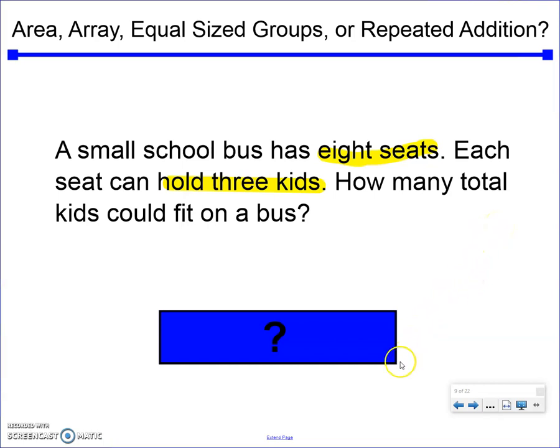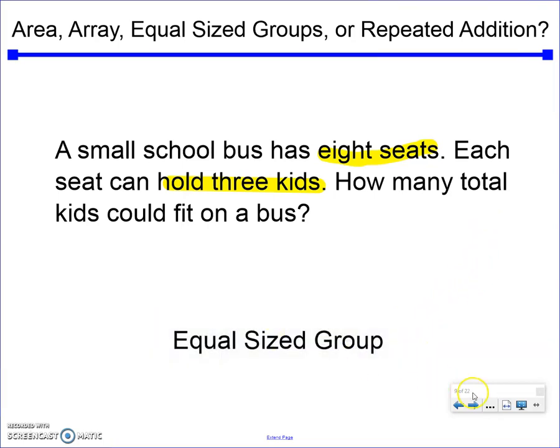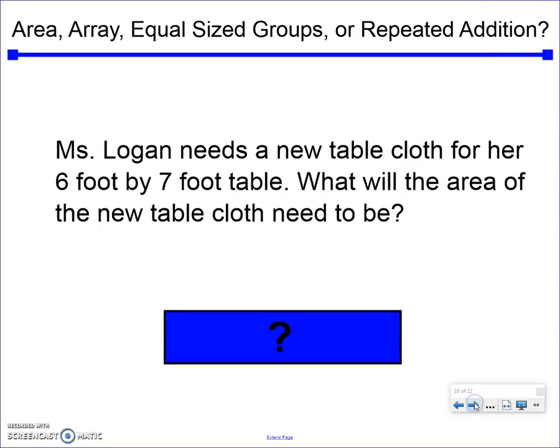You're right. This is clearly an equal-sized group problem. Now, from here on out, we're not going to look at the keywords together. Instead, you'll just think about the keywords in your mind and choose the problem type. Here's our next problem. Mrs. Logan needs a new tablecloth for her 6-foot by 7-foot table. What will the area of the new tablecloth need to be?